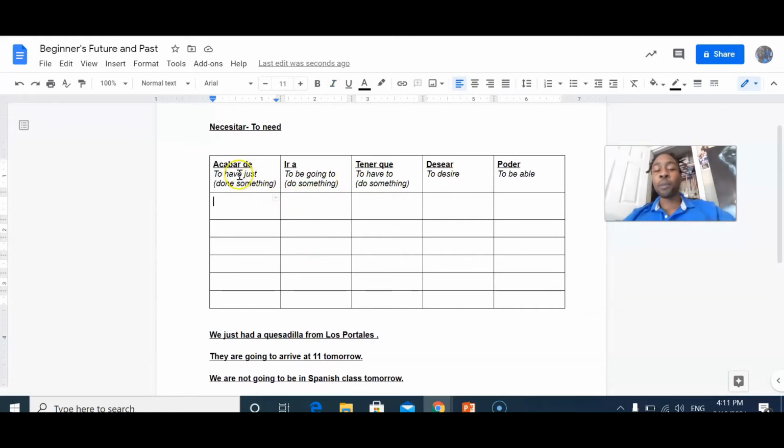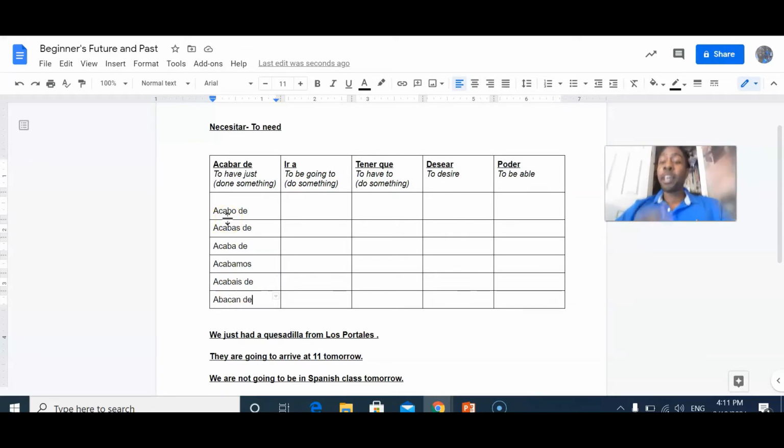So, cuando miran esos verbos, van a conjugar acabar. Van a conjugar acabar, pero no de. We're going to conjugate acabar and not de. So we would get acabo de to say I just, acabas de, you just, acaba de, he just, acabamos de, we just, acabáis de, y acaban de.